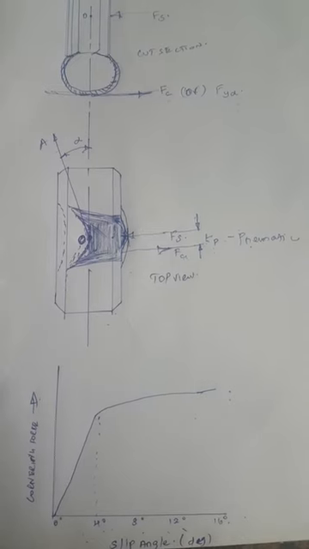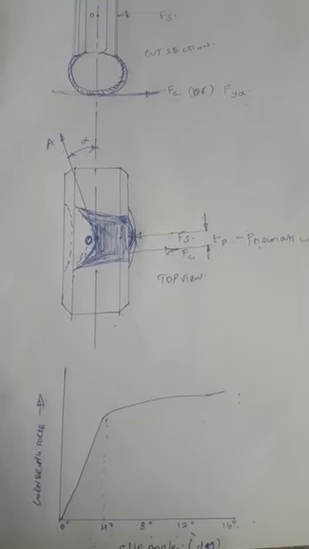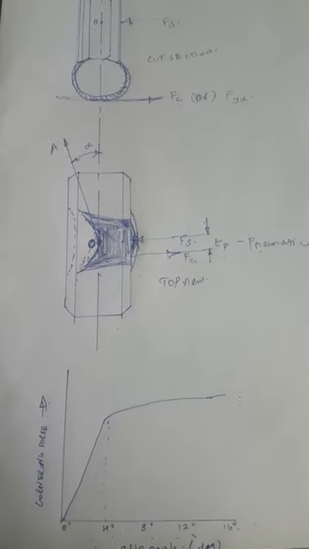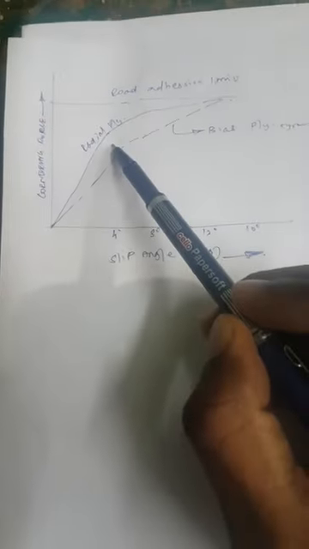In race cars, it will be maximum at 6 degrees. You can get maximum cornering force at a slip angle of 6 degrees in race cars. Look at this picture. This graph shows the relationship between slip angle and cornering force for bias ply tires and radial ply tires. This is the road adhesion limit.